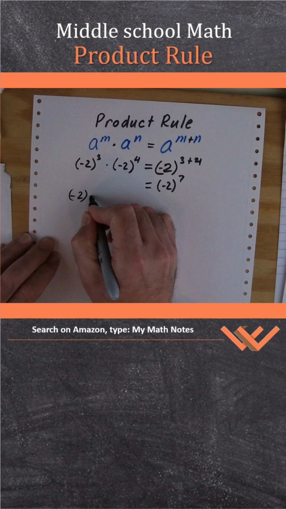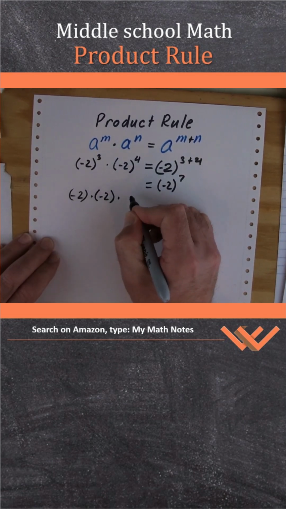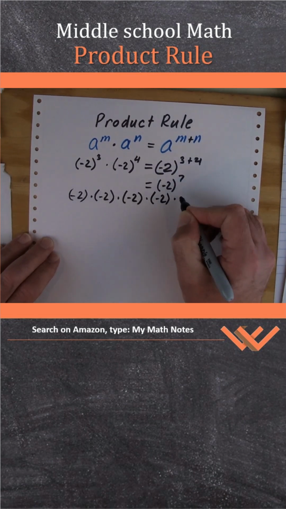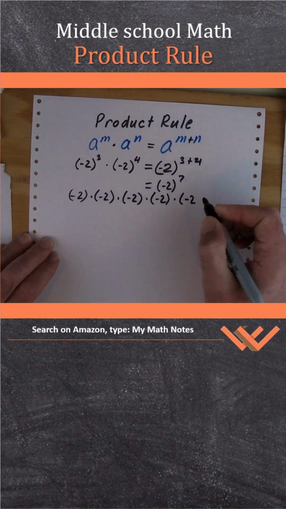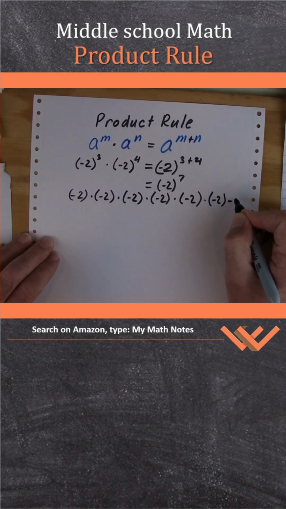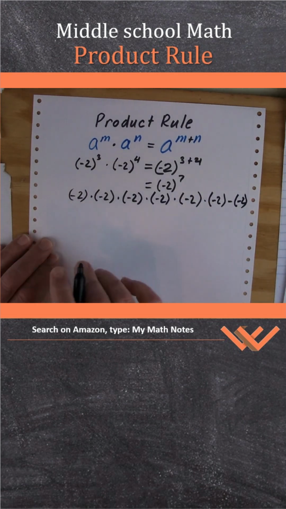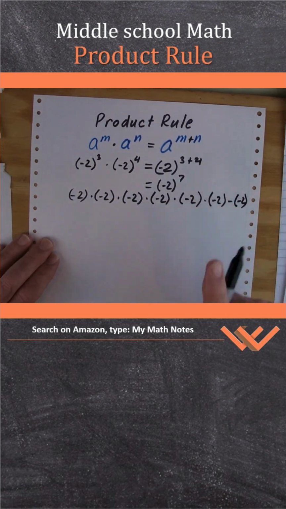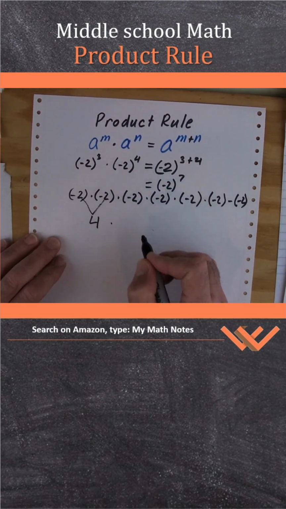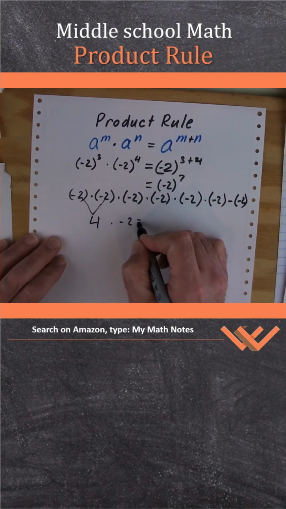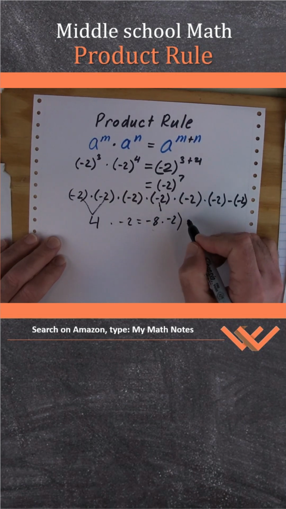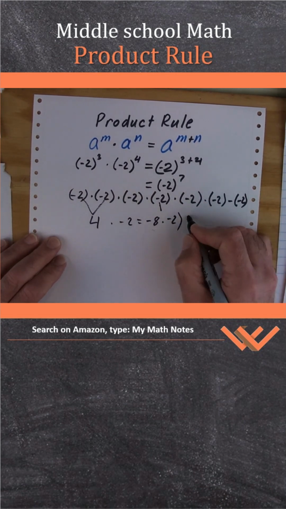-2 times -2 times -2 times -2 times -2 times -2 and -2 again. That's a lot: 1, 2, 3, 4, 5, 6, 7. So this here is going to be 4, and I multiply it by -2, and that's going to give me -8. I bring this -2 down times -2, and that's going to give me 16, because -8 times -2 is 16.